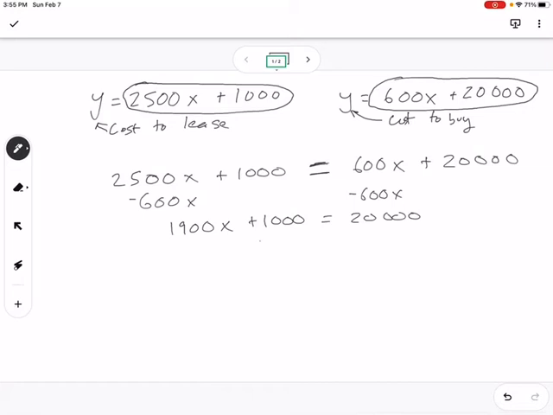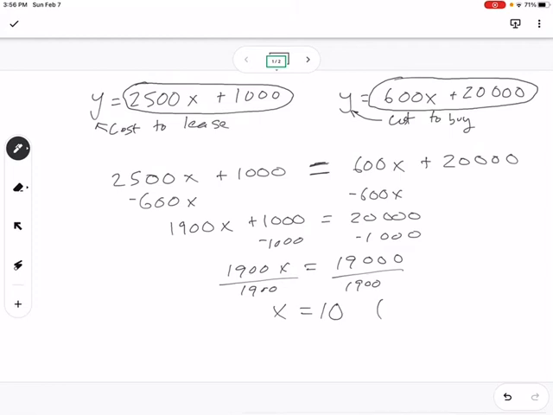Get rid of the 1000 by subtracting. And now we have 1900x equals 19,000. Get rid of the 1900 in front of x by dividing. Well, conveniently, those go in nicely. You can punch this in your calculator, or you can just look and see that 19,000 divided by 1900 is 10. And remember, that represented years.